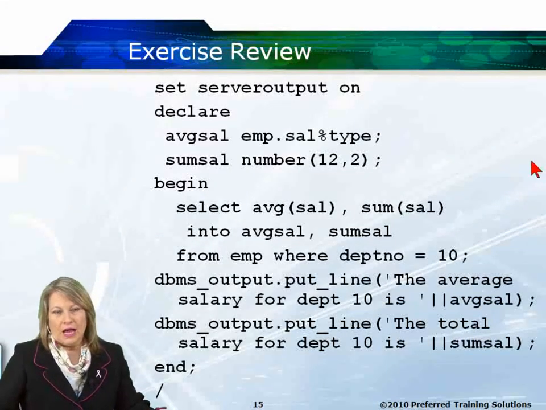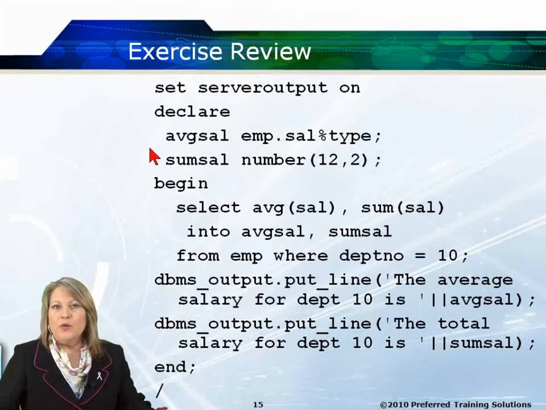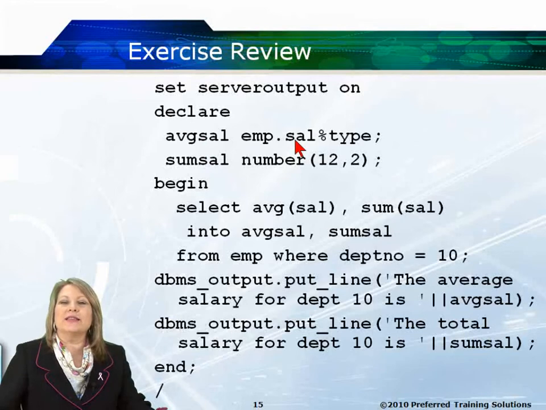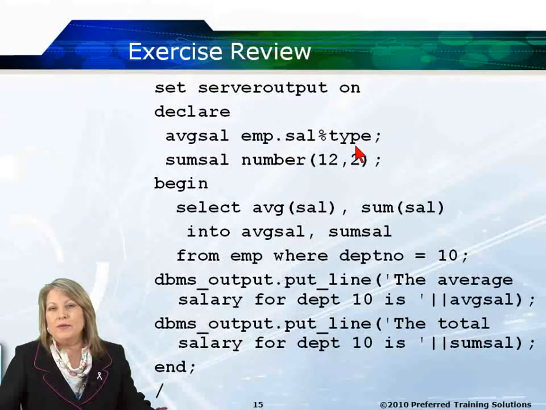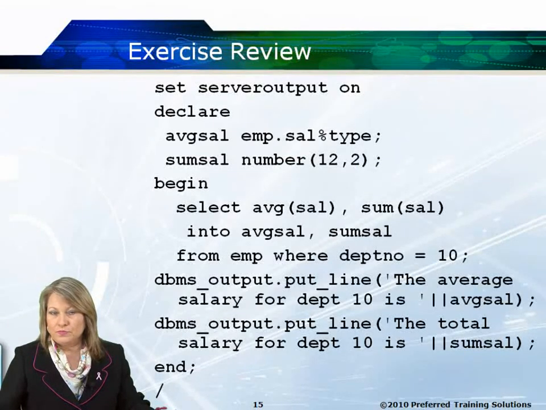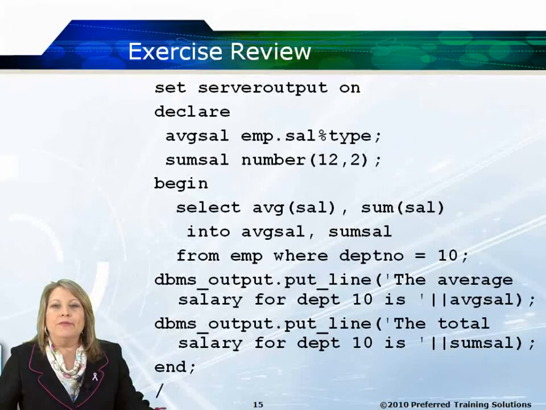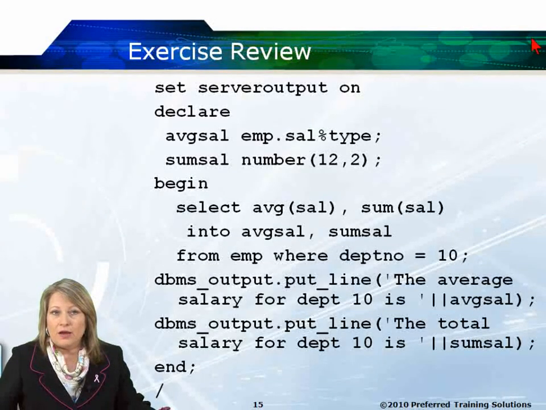So at the beginning of our block, we start off with the word DECLARE, and we're declaring a variable called average_sal, and that looks like the salary column in the employee table using the %TYPE anchoring. We've also declared another variable called sum_sal, and this is being declared as NUMBER(12,2), a total of 12 digits, 2 of those 12 digits being to the right of the decimal. Now, we're ready for the body of the block. So that's signaled with the keyword BEGIN.